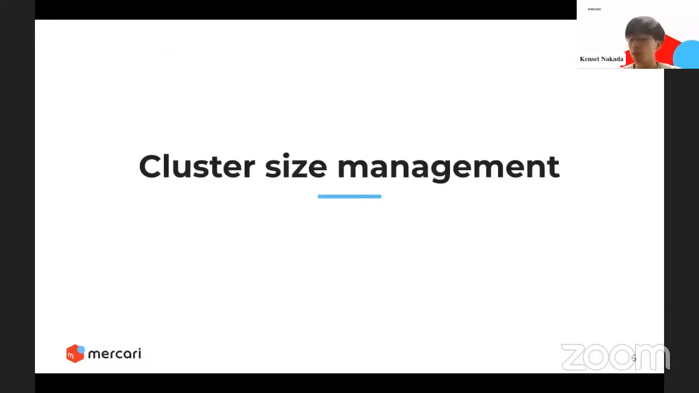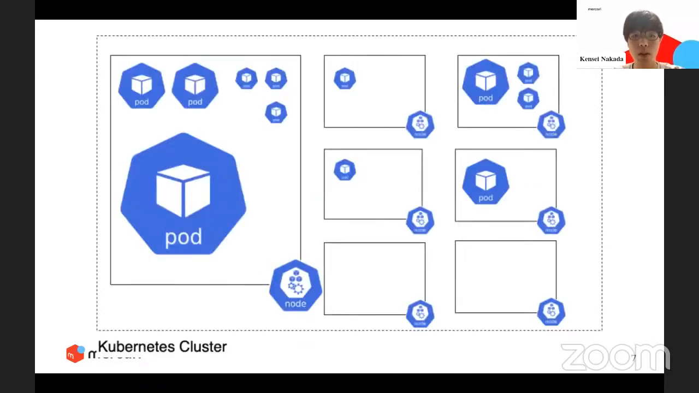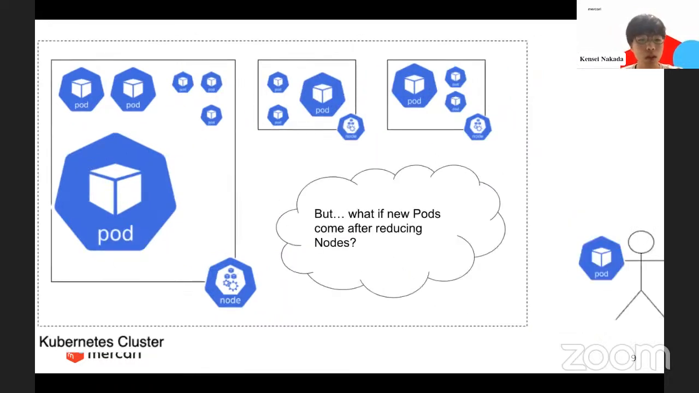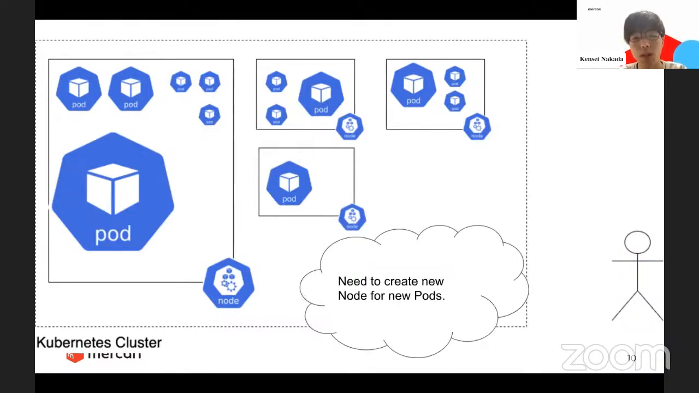Let's see the cluster size management. Let's say we have a cluster like this. There are 7 nodes, and 2 of them are empty, 2 of them are very low utilized. So probably we can move the pods and reduce the nodes like this. It contributes to cost reduction, but what if the application team wants to deploy another pod into the Kubernetes cluster? Then we need to create another node for the new pod.